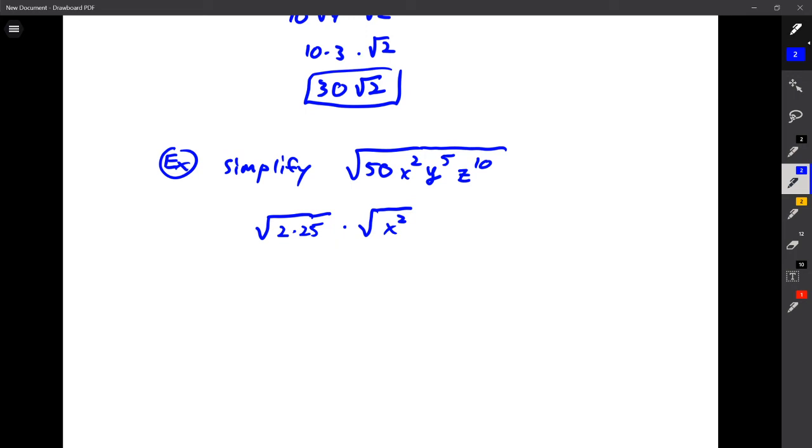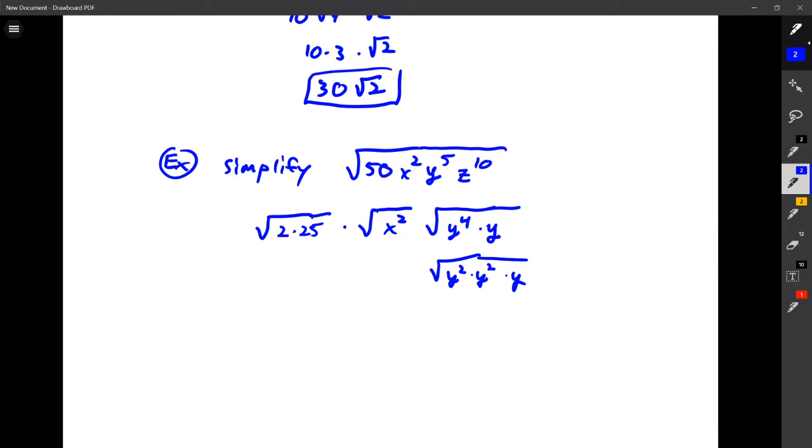Then y to the fifth. Well, I could rewrite this as y times y times y times y times y, right? In other words, y to the fifth is y times itself 5 times. Well, I can also rewrite it as y to the fourth times one more y, right? Or if you prefer, I could write it as y squared times y times y, the same thing as y squared times y squared times y.